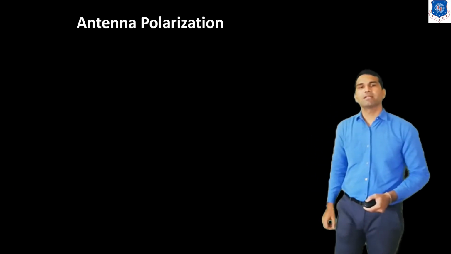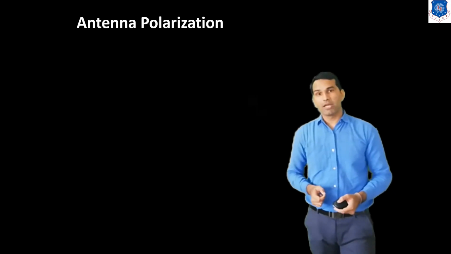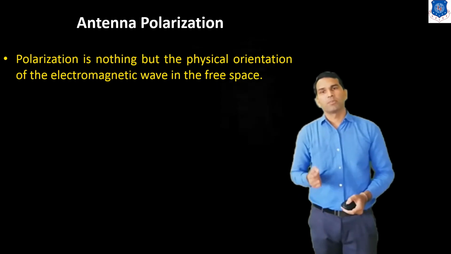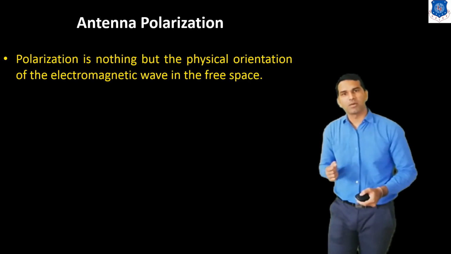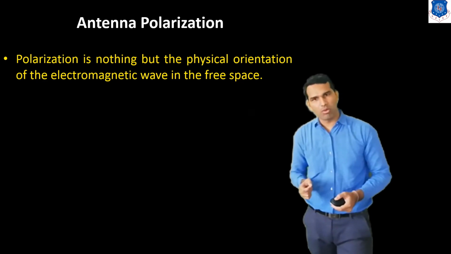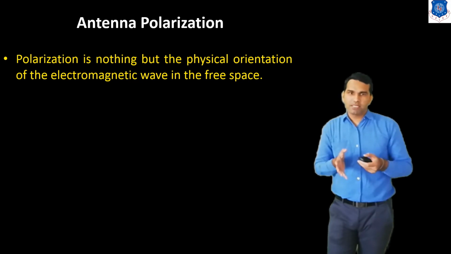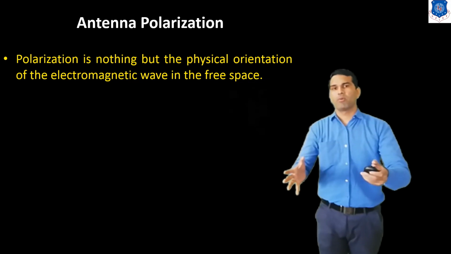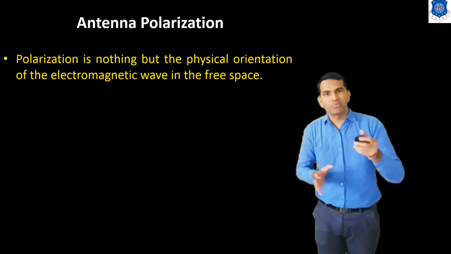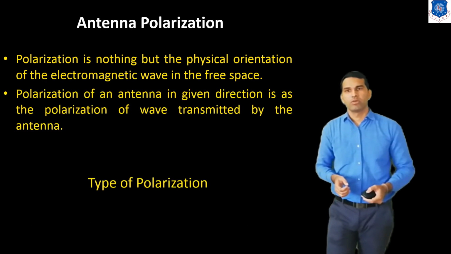Now next one is the antenna polarization. Now the question comes to our mind, what is polarization? The definition is, polarization is nothing but the physical orientation of the electromagnetic wave in free space. We know that the antenna radiates the electromagnetic wave, and the orientation of the electromagnetic wave in free space we can define by using the polarization.